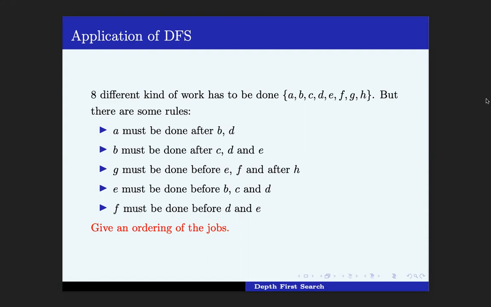A must be done before B and D. B must be done before C, D, and E. G must be done before E, F, and H. So you can think of it like a poset, not exactly a poset, but some partial, incomplete inequalities have been given. Your job is to come up with an ordering.